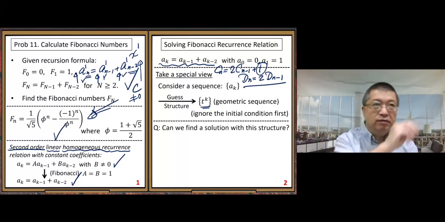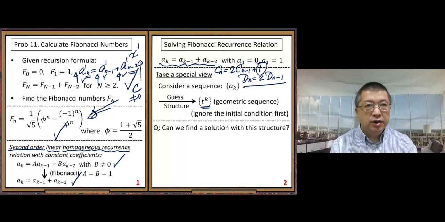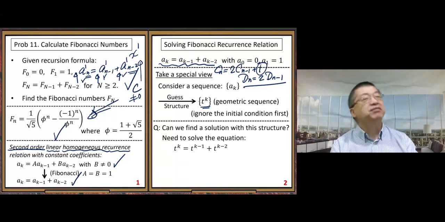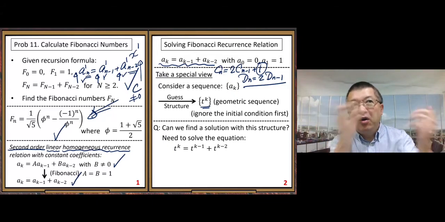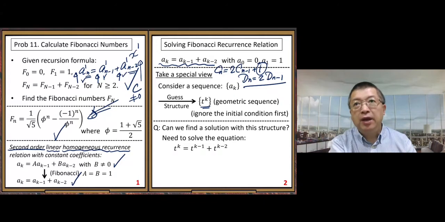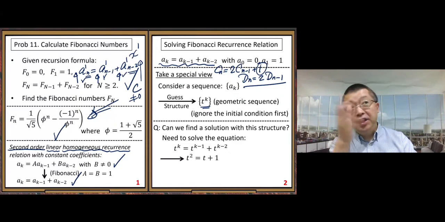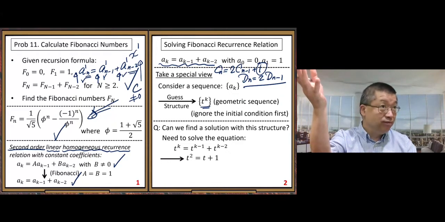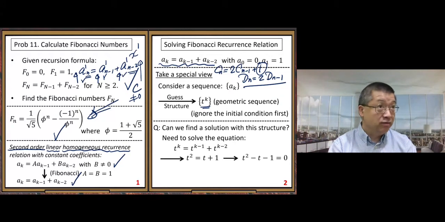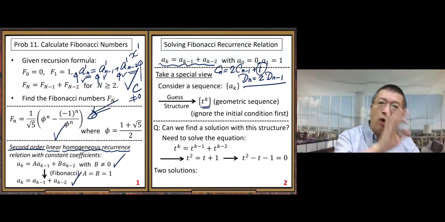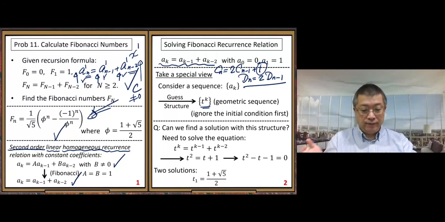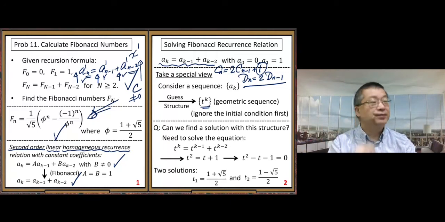So let's plug into our recurrence equation. We get this equation. It becomes a simple equation with one variable t. Then after we simplify it, we get t squared equals t plus 1. It's a quadratic equation, and we know there are two solutions. We can write them out using the quadratic formula, the t1 and the t2.